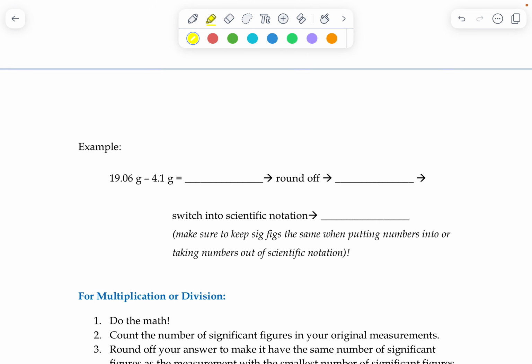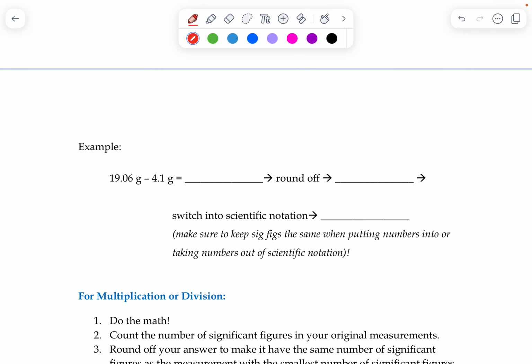Well, apparently we used different measuring tools when we got this measurement than when we did this measurement, because the 19.06 has 2 decimal places where the 4.1 only has 1 decimal place. All measurements include a guessed digit, and so this first measurement, they're guessing on the hundredths place, and then the second one, they're guessing on the tenths place. It's not as good of a scale.